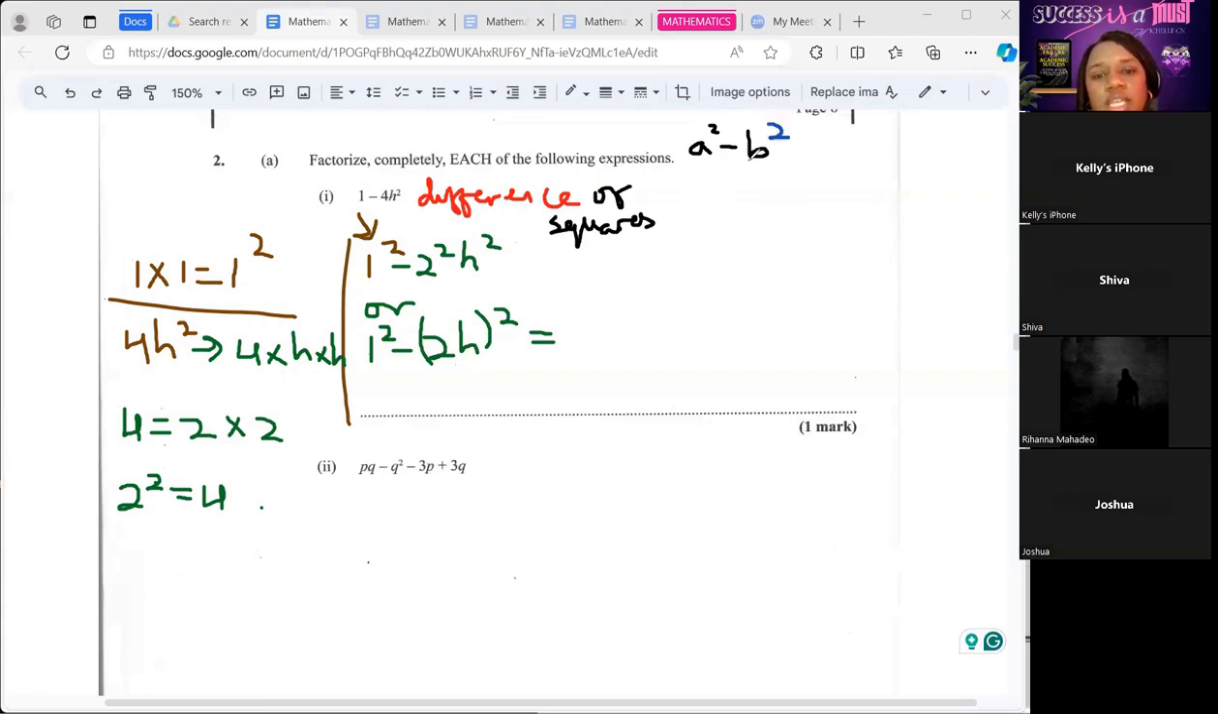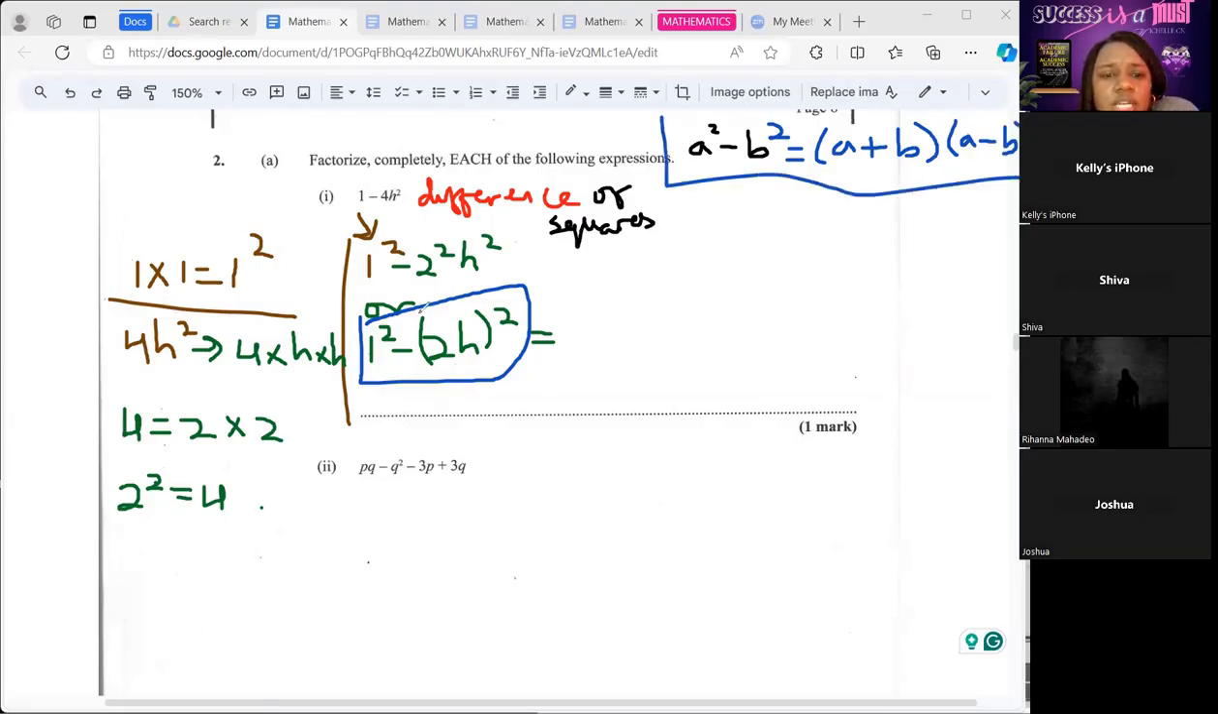Once you have 2 letters or 2 numbers, or we have it in this form, that are squared, the answer would always look like this. A plus B in one bracket and A minus B in the other. So that's the answer they're looking for. This is the format you really follow. So that's why you have to make sure that whatever they give you, you write it in a square form first, right?